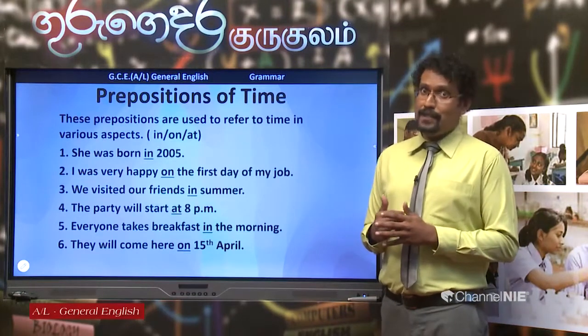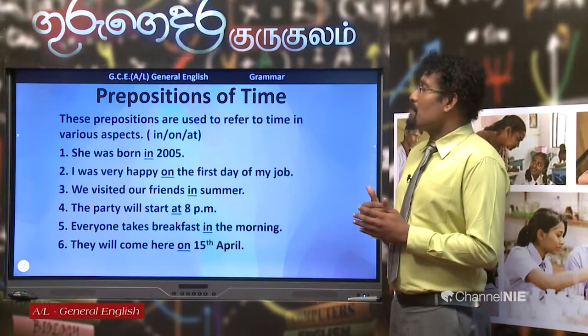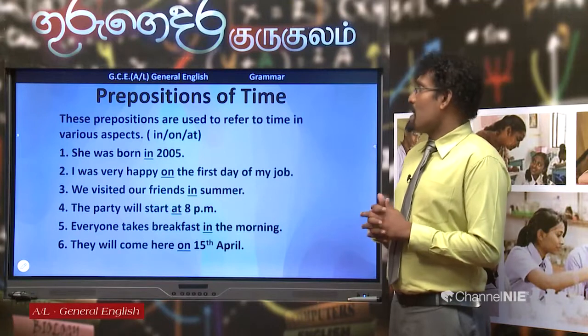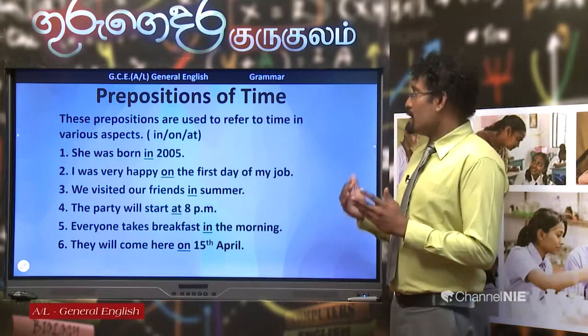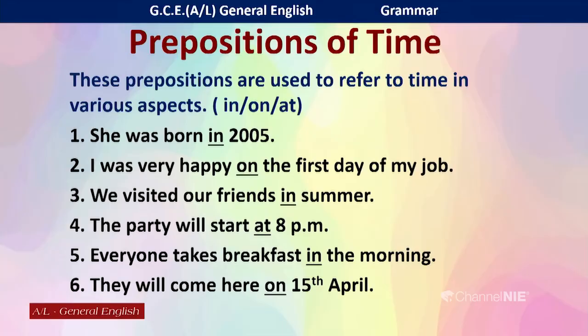Now we are going to learn what prepositions of time are. These prepositions are used to refer to time in various aspects. So, within brackets you have 3 prepositions. They are commonly used prepositions of time: in, on, and at. Now, let us see how we can use those prepositions of time in sentences.